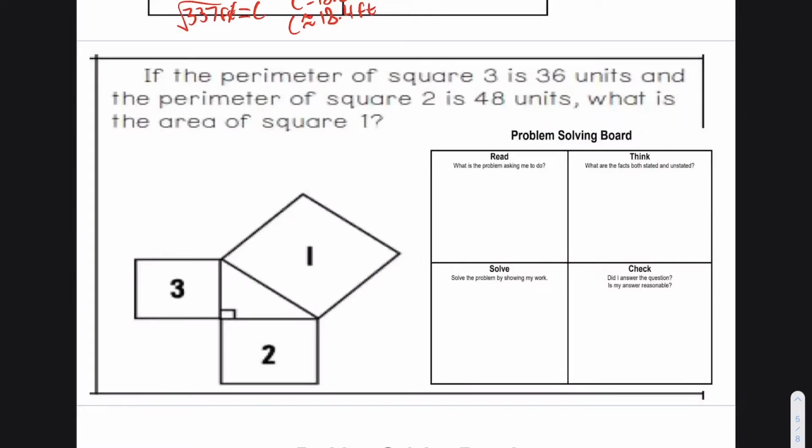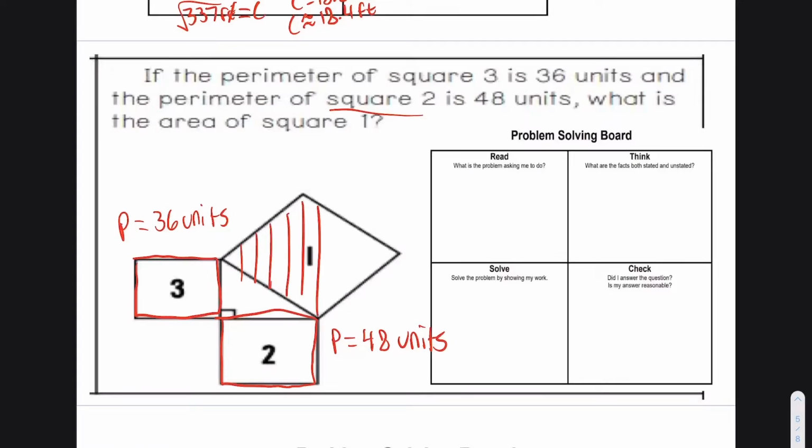The perimeter of square 3 is 36 units. That means all of these sides together, all 4 sides, add together to make 36 units. The perimeter of square 2, all 4 sides together, and it is a square, is 48 units. It wants the area of square 1. Area is not the length around, but it's all of the space inside. Find the area.